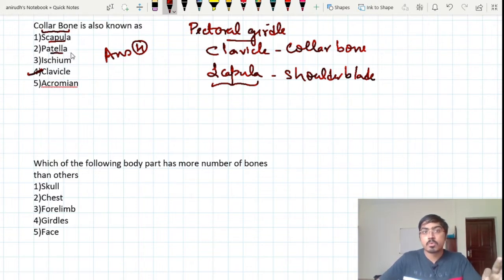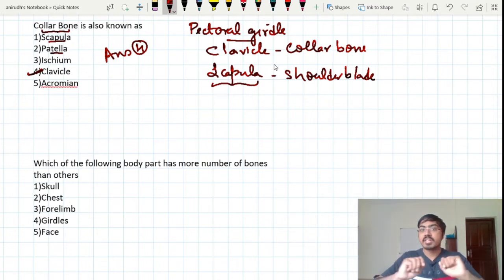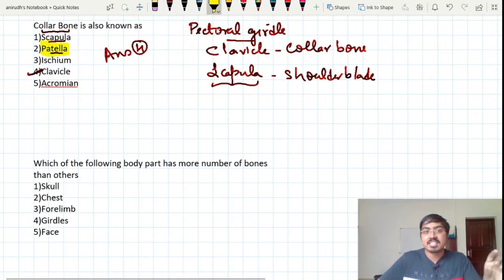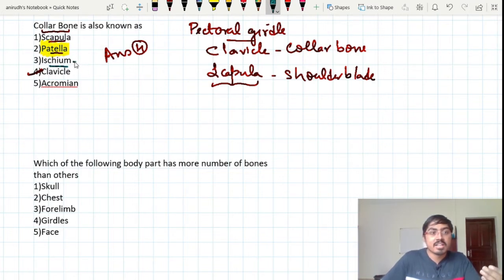Patella is the sesamoid bone. This is the sesamoid bone which is formed by ossification of tendons. It is present in the knee. Okay, but in the elbow you don't have any bone like that. Okay, it is present in the knee. It is a sesamoid bone formed by ossification of tendons. Ilium, ischium, pubis. These are three parts of the pelvic girdle, and acromion is a part of the scapula.